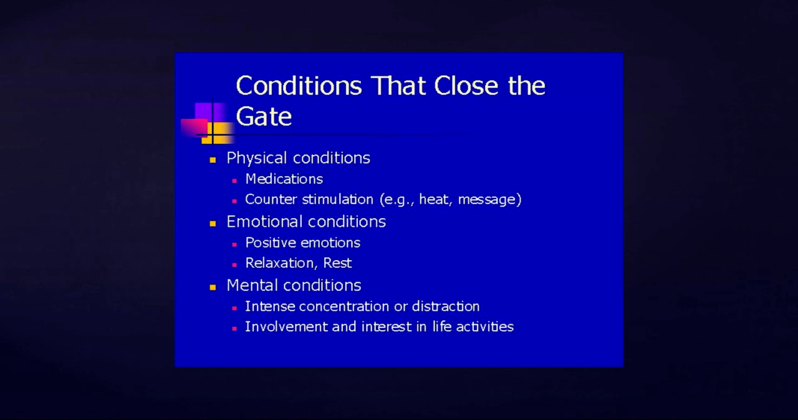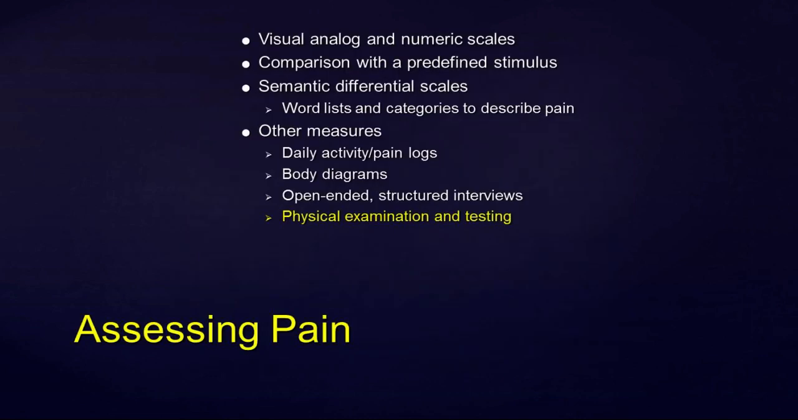Emotional conditions like positive emotions, relaxation, rest. Those are nice, right? And mental conditions like intense concentration or distraction, or involvement and interest in life activities. So it's pretty hard to feel miserable when you're petting a puppy, right? That's the idea of the mental and emotional conditions. You can have these positive emotions, listening to nice music, relaxing, resting. Those can close the gate. They can make pain sensations less intense.